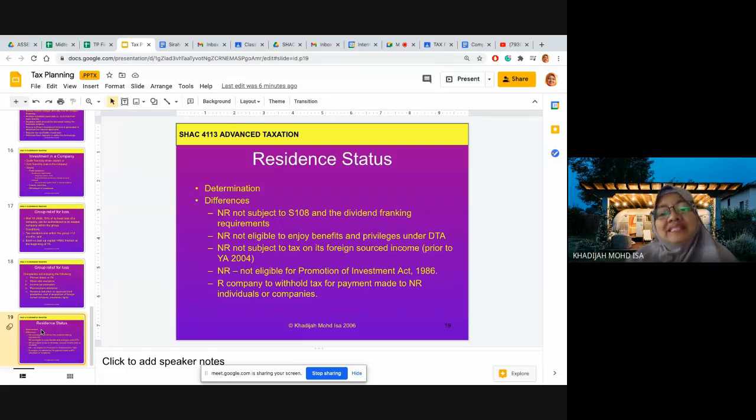But for individuals, company, once you are resident, you are assumed to be resident every year. So you don't have to prove to the Inland Revenue that you're resident for every year of assessment. So once you are resident, you are assumed to be resident until otherwise proven. Okay, but for individual resident status, you have to check every year whether you do have that resident status.